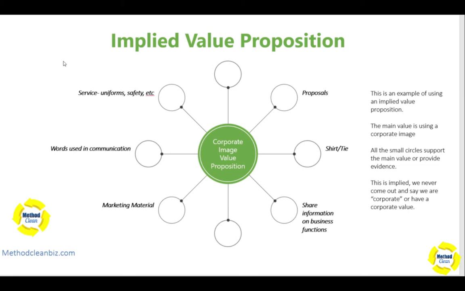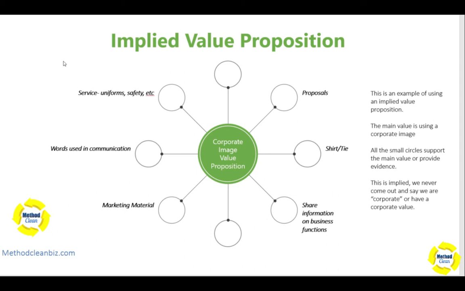This is a quick video on how a cleaning service can put together a value proposition. And there are two ways that we can use a value proposition: explicit and implied. Explicit is something that most of us think about, that we're going to say our value is that we're the biggest, we've been around the longest, we're the most experienced, we're the greenest. That would be something that you come out and just outright say.